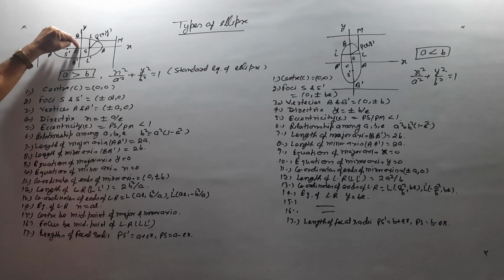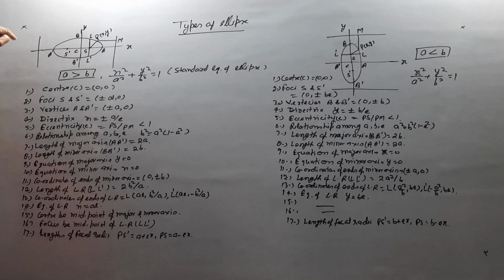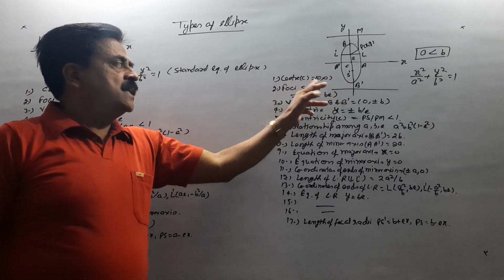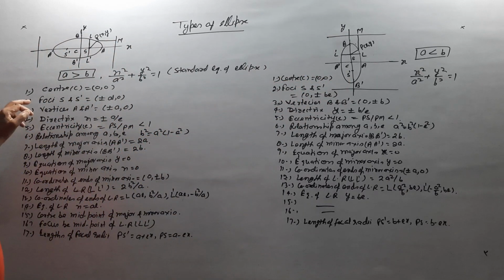The center of this ellipse is this point C. This is also the origin. So the coordinates of the center C are 0, 0. In this figure, the center is the same, C, with coordinates 0, 0.